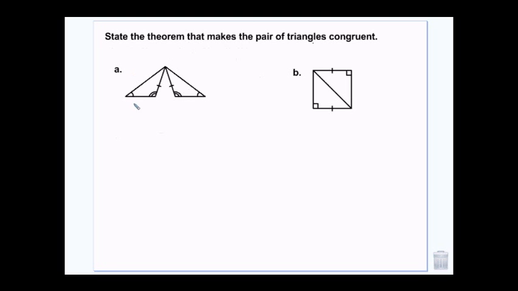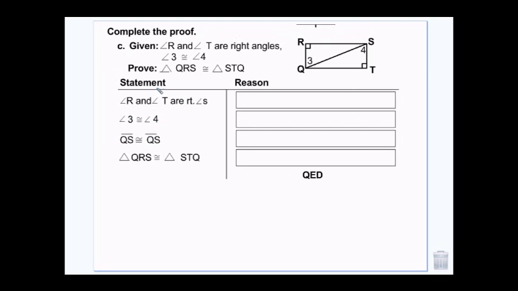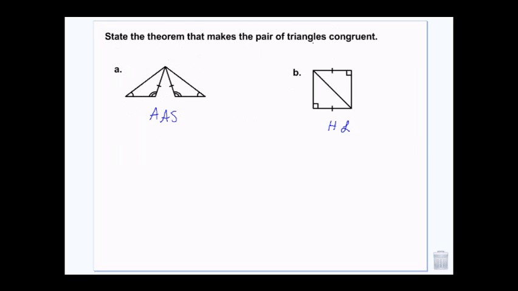Okay. How about this one? Yeah, AAS, because I have angle, angle, side. And then this one? Yeah, because we have the hypotenuse down the center, and it's the same side for both triangles, so it's obviously the same length, so HL. Okay. So any questions on just looking at the picture and identifying it?